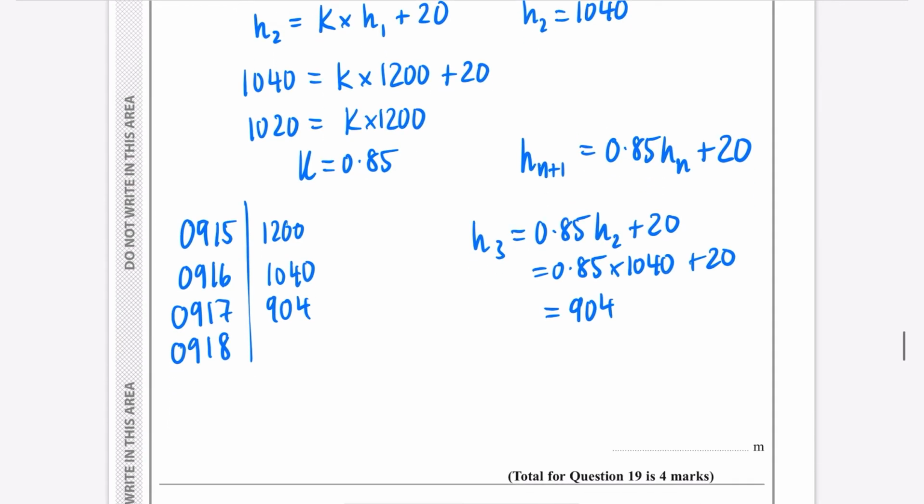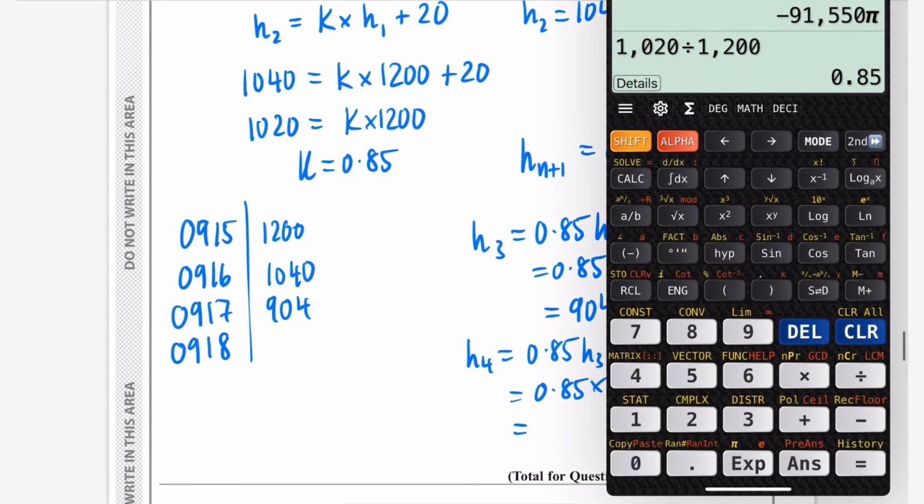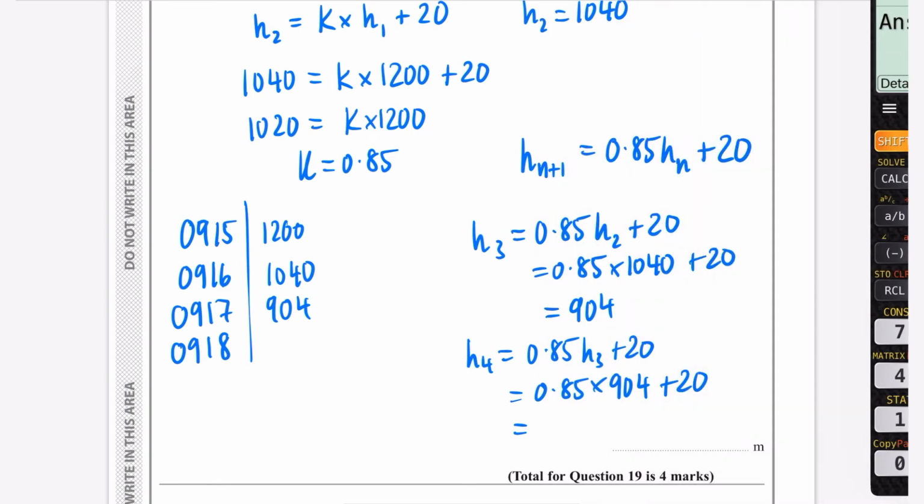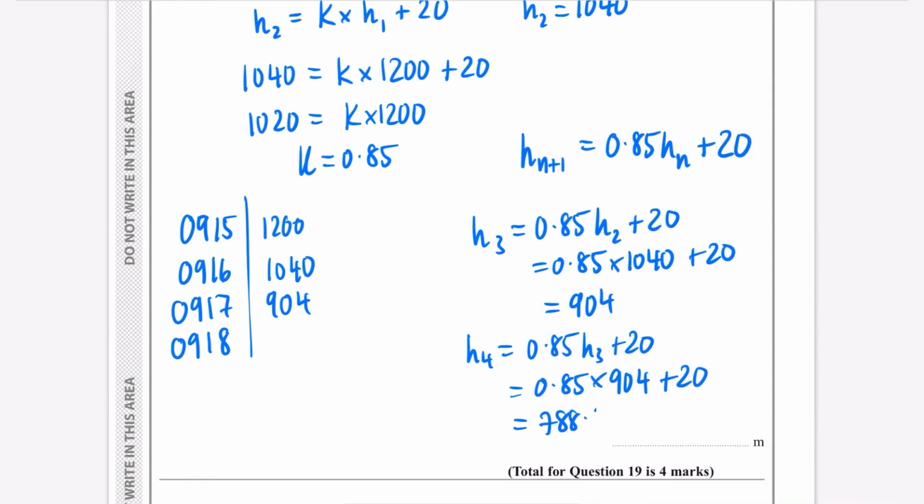And so our last one, our fourth one, is going to be 0.85 times h3, the previous one, plus 20. You don't need to do as much working out as I've done here. In fact, I'm going to show you a shortcut in a second. Times it by the previous one and add 20. So I'm going to do 0.85 times 904 plus 20, and we get 788.4, which is our answer. But I'm just going to write it here for the sake of completing this as well. Okay, so we get 788.4.